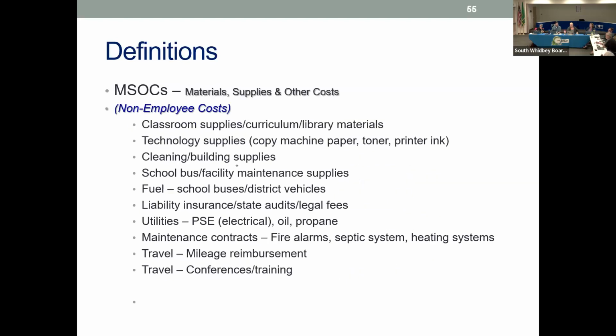And then we have what they refer to as MSOCs, which is materials, supplies, other costs. Those are the non-employee costs. It's your classroom supplies, curriculum, library materials, technology support supplies such as copy machines, paper, toner, the cleaning of your buildings, the school bus facility maintenance supplies, fuel for your school buses, liability insurance, state audit fees, legal fees, utilities for PSE, oil, propane, our maintenance contracts for our fire alarm, our septic systems, our heating systems, travel reimbursements, conference costs, all those other things that are not directly tied to an employee.